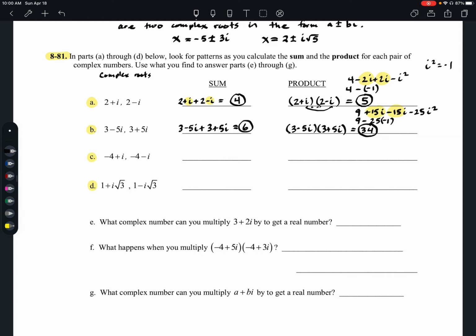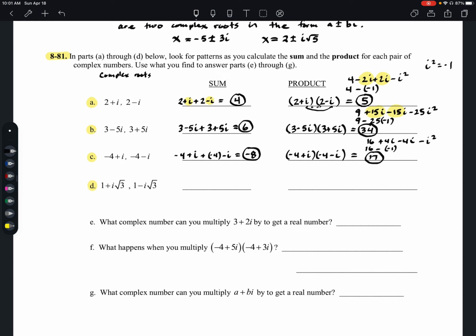For letter C, I have negative 4 plus i plus negative 4 minus i. And we should end up with negative 8. When I do negative 4 plus i times negative 4 minus i, when you FOIL this out, you should end up with 16 plus 4i minus 4i minus i squared. So it's like 16 minus negative 1, which would give us 17.